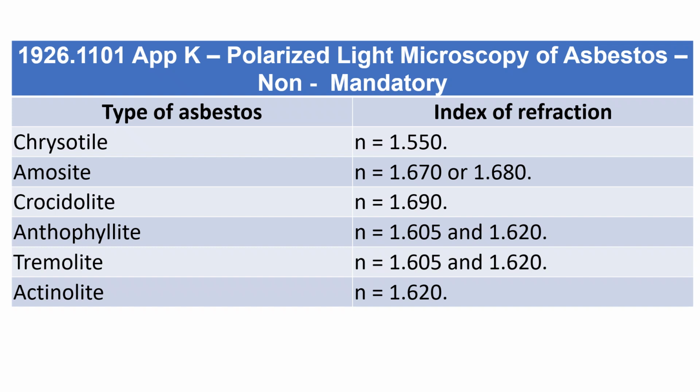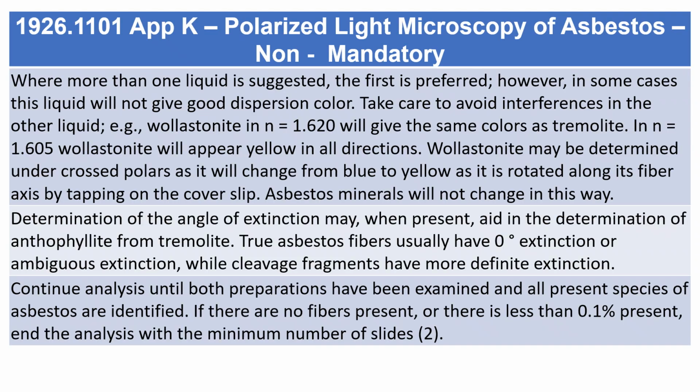Anthophyllite. Index of refraction is N equals 1.605 and 1.620. Tremolite. Index of refraction is N equals 1.605 and 1.620. Actinolite. Index of refraction is N equals 1.620. Where more than one liquid is suggested, the first is preferred.